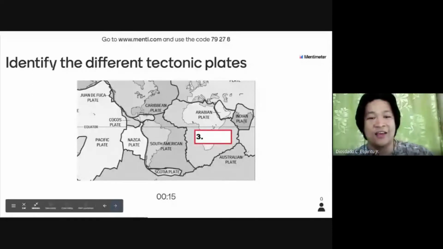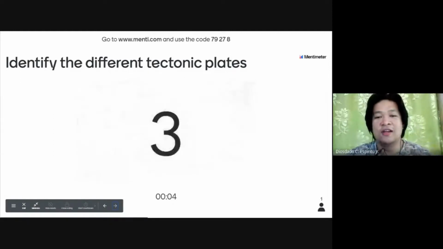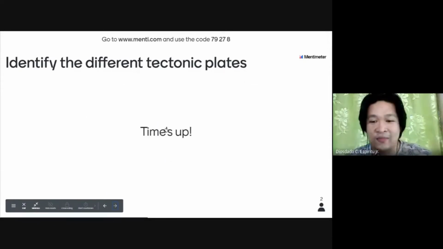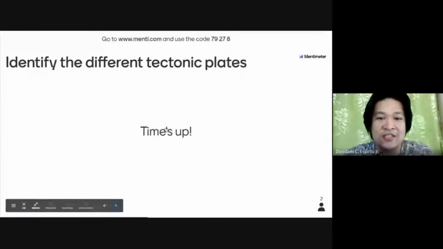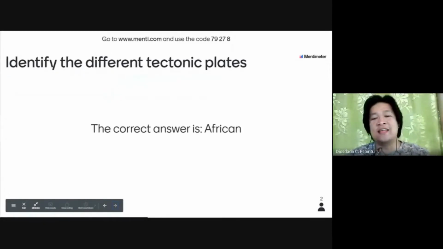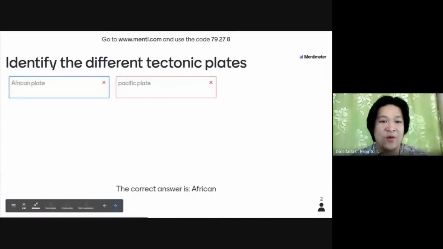Identify the name of the plates. Number 3, we have 5 seconds more. 3, 2, 1, and time's up. Only two entered their answers. Let me see what your answers are. African and Pacific. So who got the right answer? It's African plate. Congratulations. We have only one correct answer among the group.